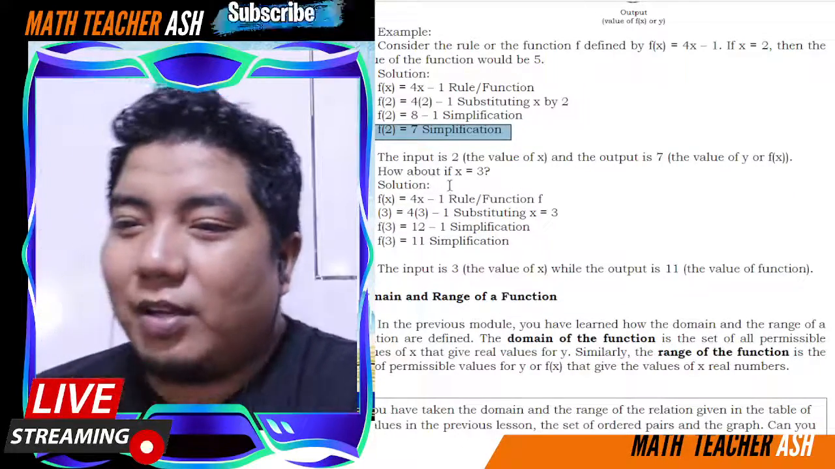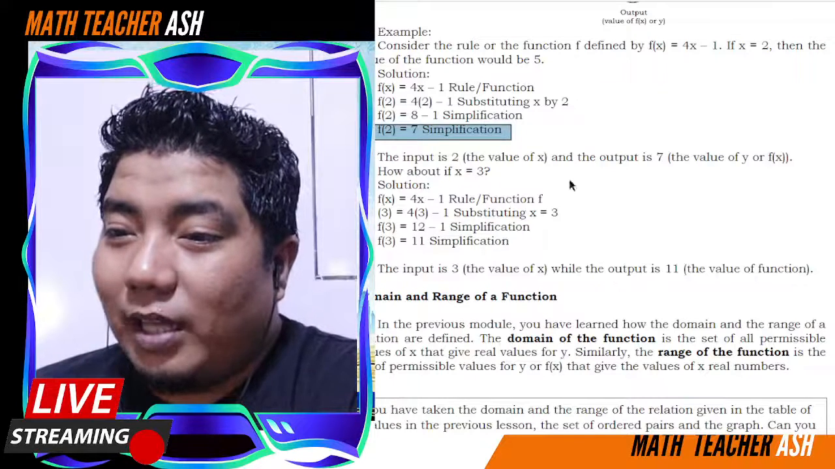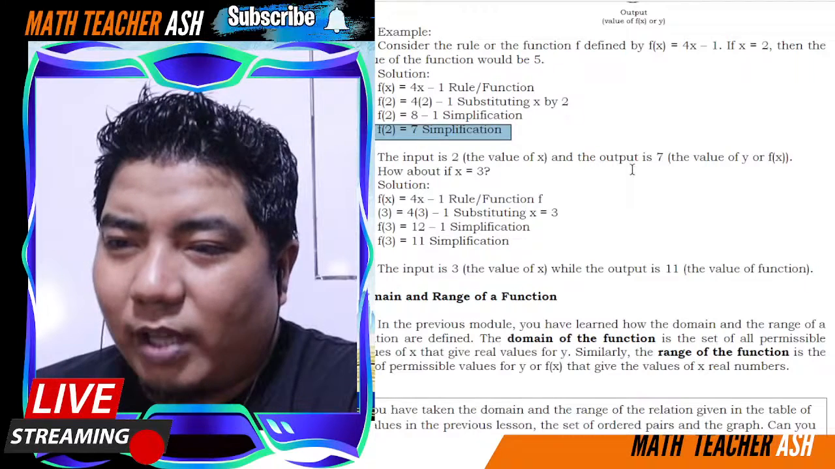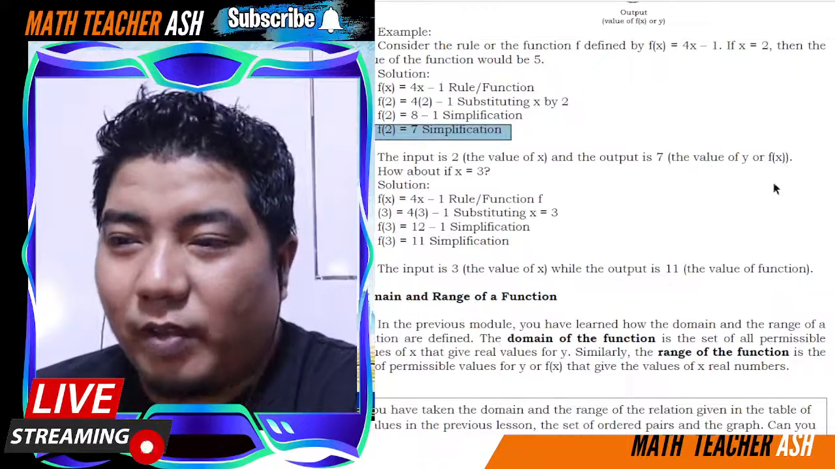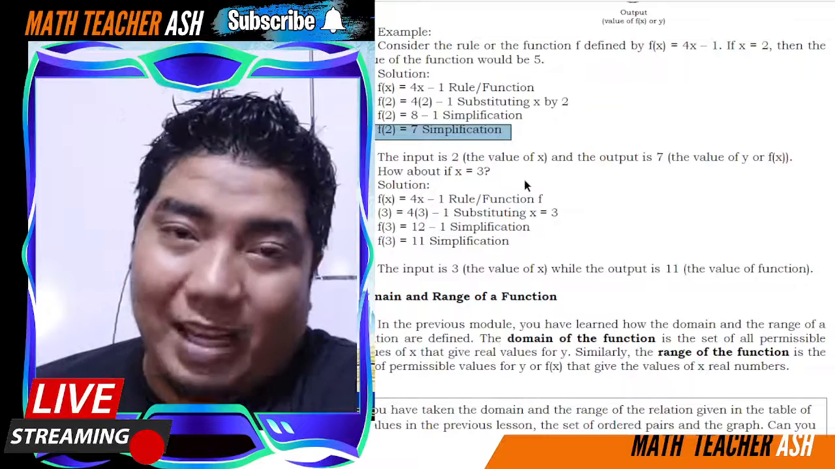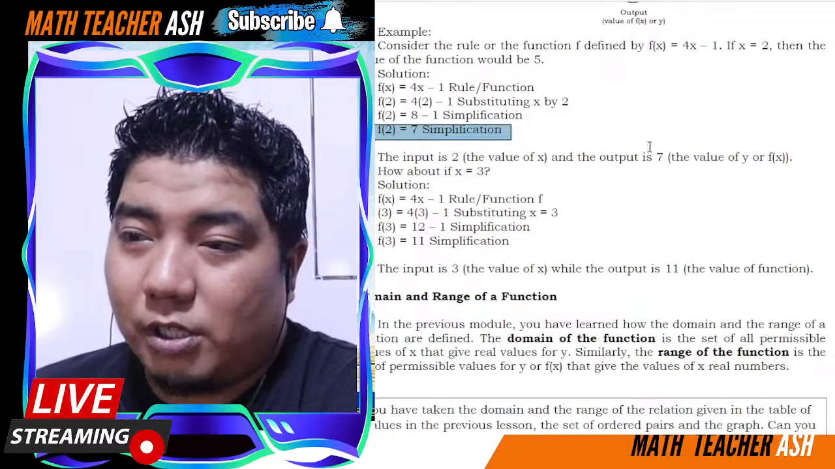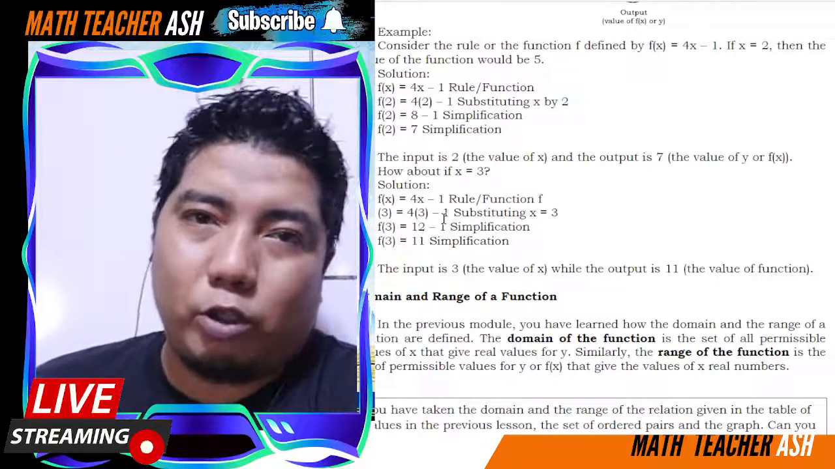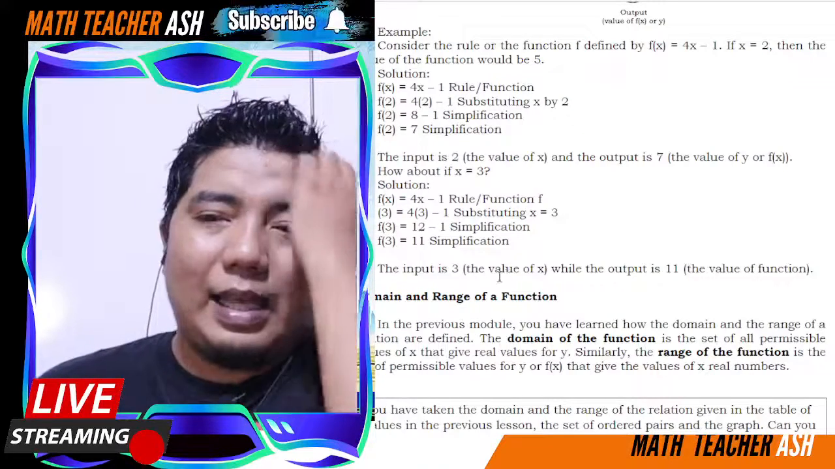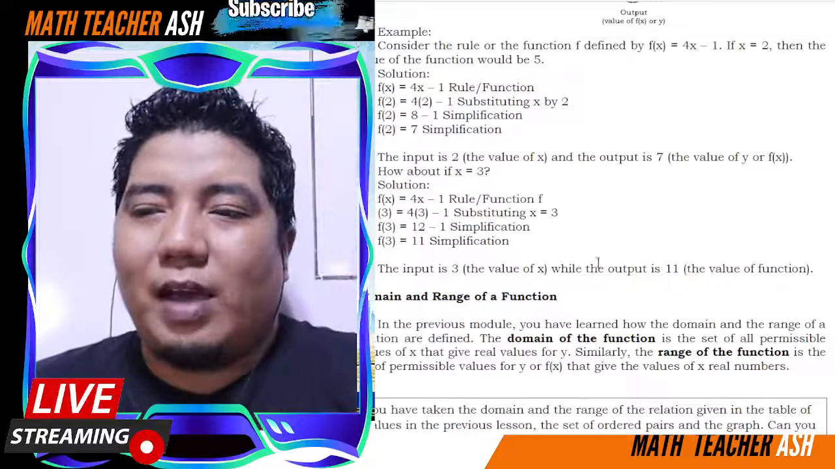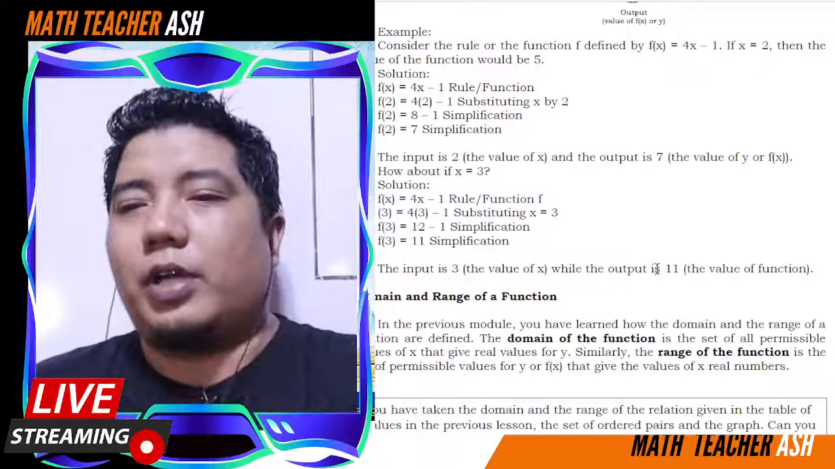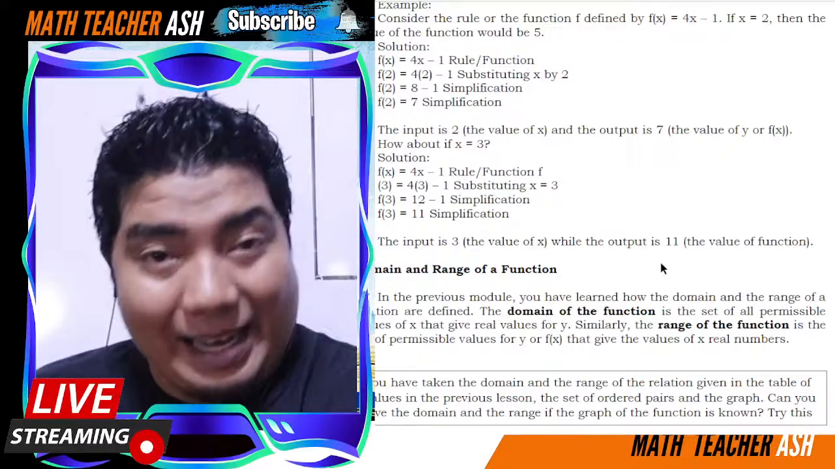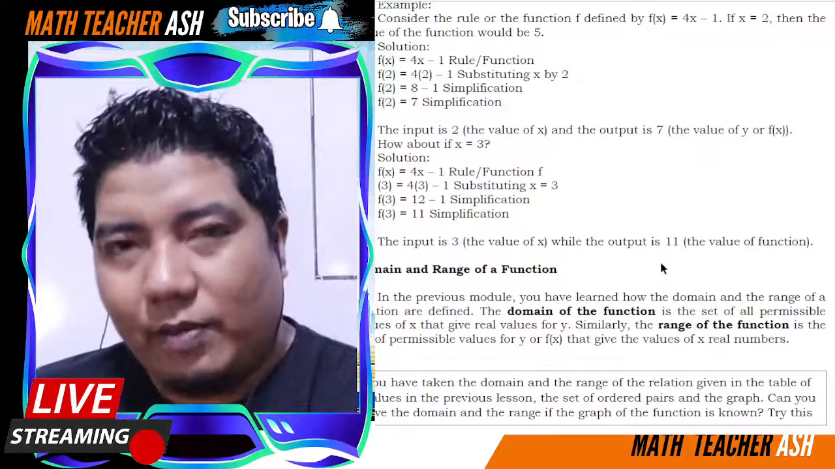So, we have here, what if the input is 2, the value of x, and the output is 7, the value of f of x or y. How about if it is 3? Of course, you just replace your x with 3. So, that will become 4 times 3 minus 1. So, 12 minus 1, that is 11. So, if it is 3, then you have 11 as the output. When you make an ordered pair from this, that will become (3, 11). Okay? 3 is the x, 11 is the y.